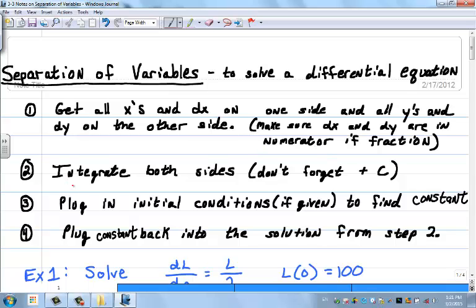Second thing is integrate both sides. Don't forget the plus c. You only have to put plus c on one side because if you move the constant to the other side, you still get a constant.